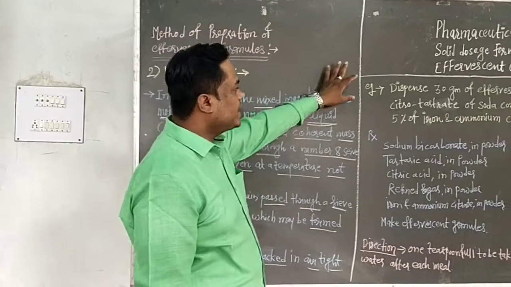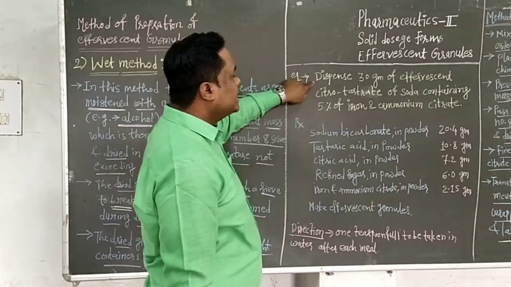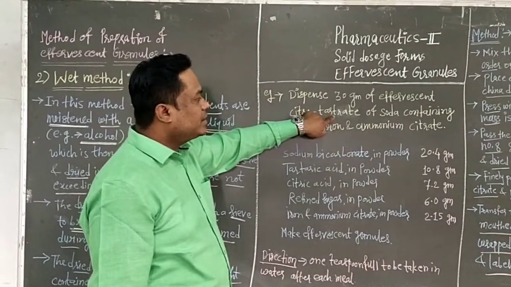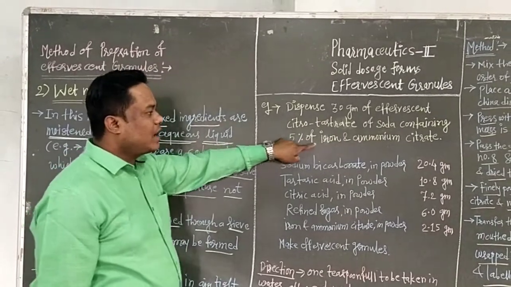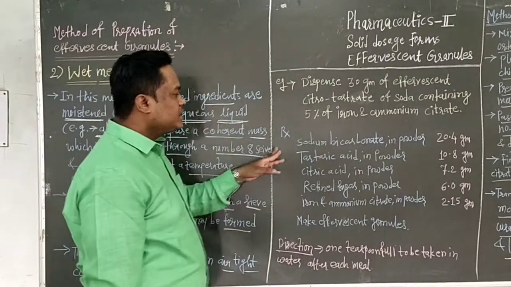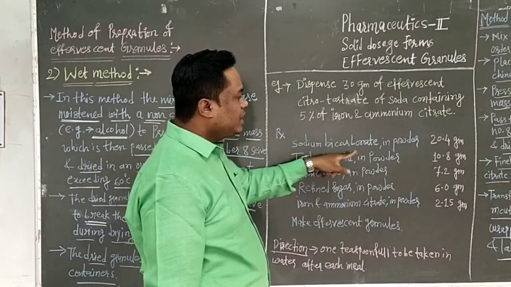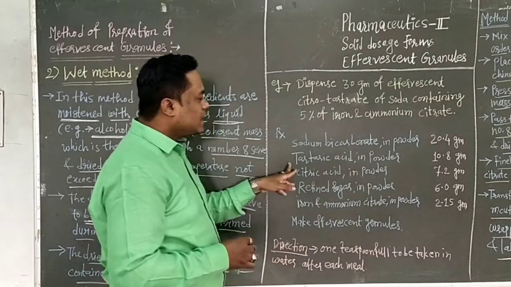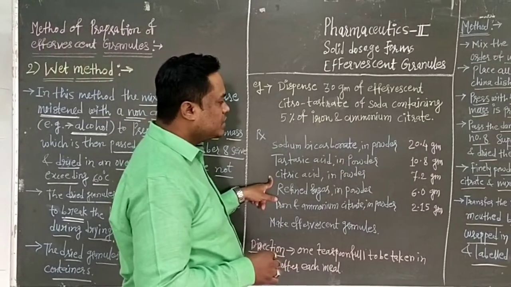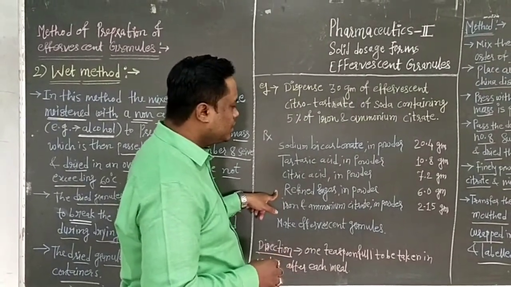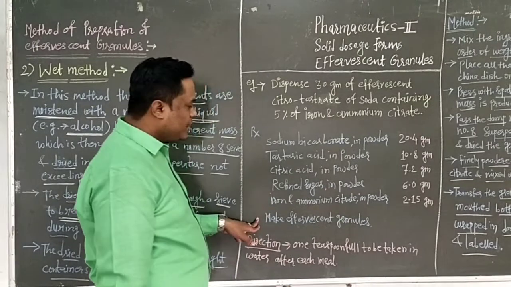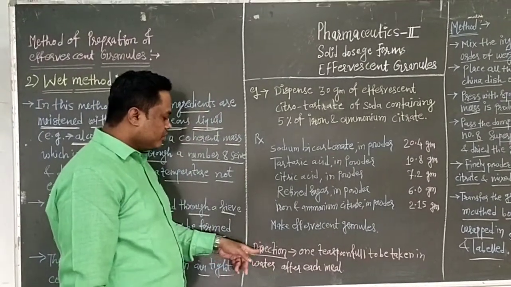Then we will see one example of effervescent granules. Dispense 30 gram of effervescent tartrate of soda containing 5% iron and ammonium citrate. This is the example of effervescent granules. Then we see the prescription: Rx, sodium bicarbonate in powder 20.4 gram, tartaric acid in powder 10.8 gram, citric acid in powder 7.2 gram, refined sugar in powder 6.0 gram, iron and ammonium citrate in powder 2.15 gram, and make effervescent granules. This is the prescription.